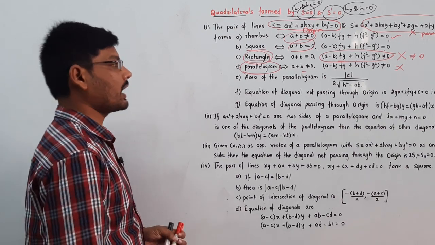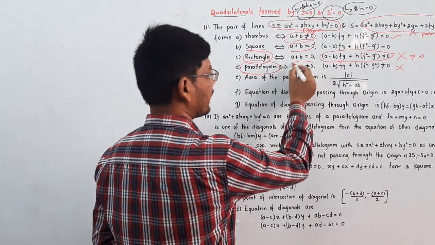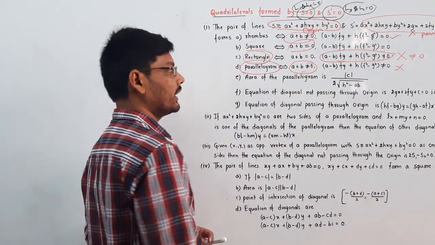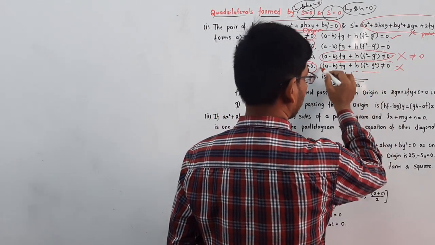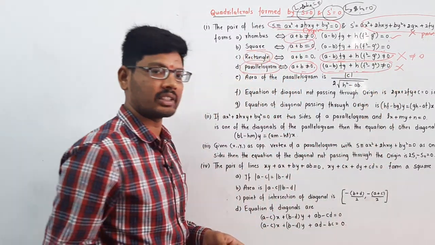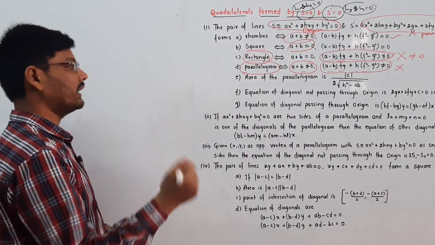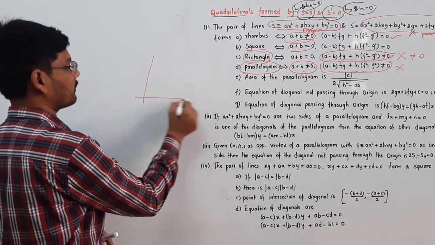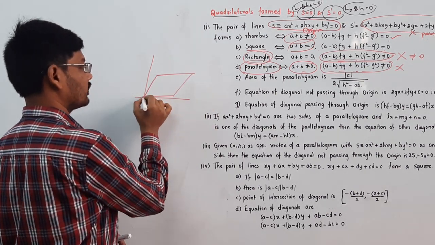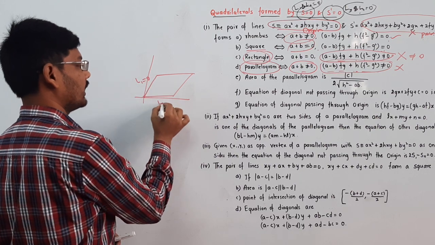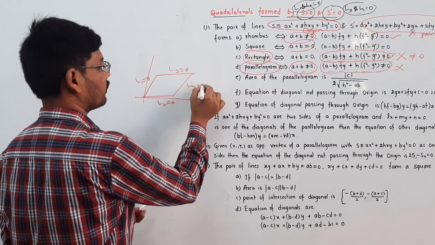Now, the area of the parallelogram. After framing a parallelogram by the condition a plus b is not equal to 0 and (a minus b) into fg plus h into (f square minus g square) is not equal to 0, if both the conditions are satisfied, then it can frame a parallelogram. If you want to find the area of this parallelogram, these two lines are passing through origin. This is L1 equal to 0, this is L2 equal to 0, this is L3 equal to 0 and this is L4 equal to 0.